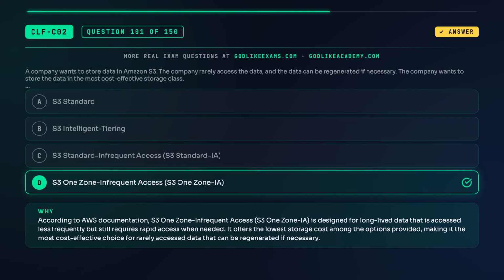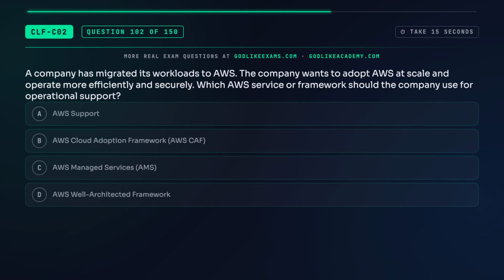The correct answer is D, S3 One Zone-Infrequent Access, S3 One Zone-IA. According to AWS documentation, S3 One Zone-IA is designed for long-lived data that is accessed less frequently, but still requires rapid access when needed. It offers the lowest storage cost among the options provided, making it the most cost-effective choice for rarely accessed data that can be regenerated if necessary.